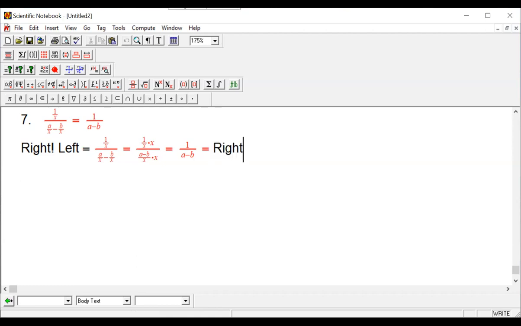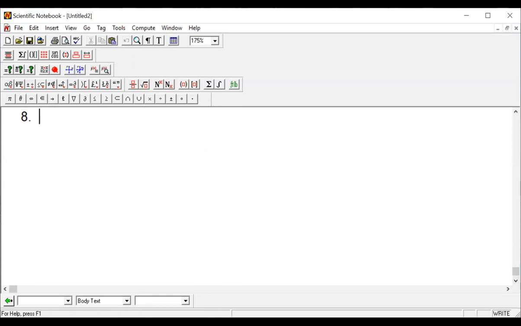Okay, so all of these questions so far have been kind of algebraic. Number 8 is a very general statement. It says if f is a function, then f of s plus t equals f of s plus f of t.